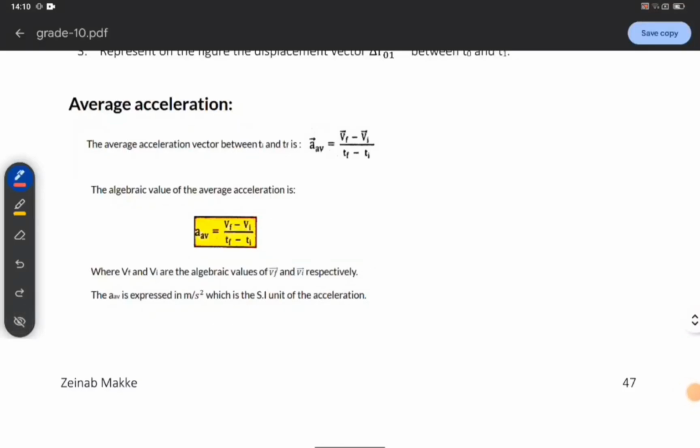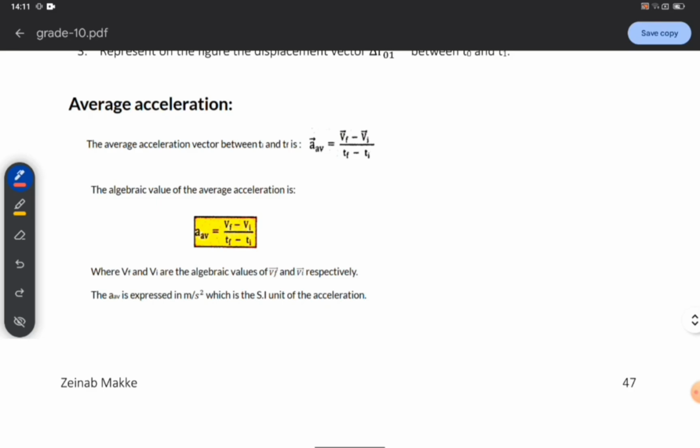Average acceleration. The average acceleration vector between Ti and T final is A average vector equal V final vector minus V initial vector over T final minus T initial, where T final minus T initial is the delta T, the duration of the motion.